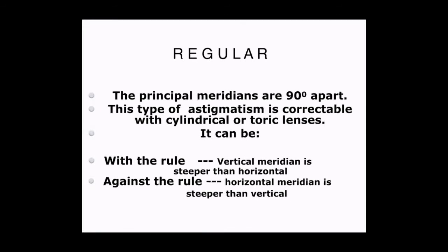So regular astigmatism can be simple myopic. That is, one focus is on the retina and the other one is in front of the retina. It can be simple hyperopic. That is, one is on the retina and the other one is behind it. Or it can be compound myopic. That is, both foci are in front of the retina. It can be compound hyperopic. That is, both are behind the retina. Mixed is when one is in front and one is behind. That is hyperopic as well as myopic.